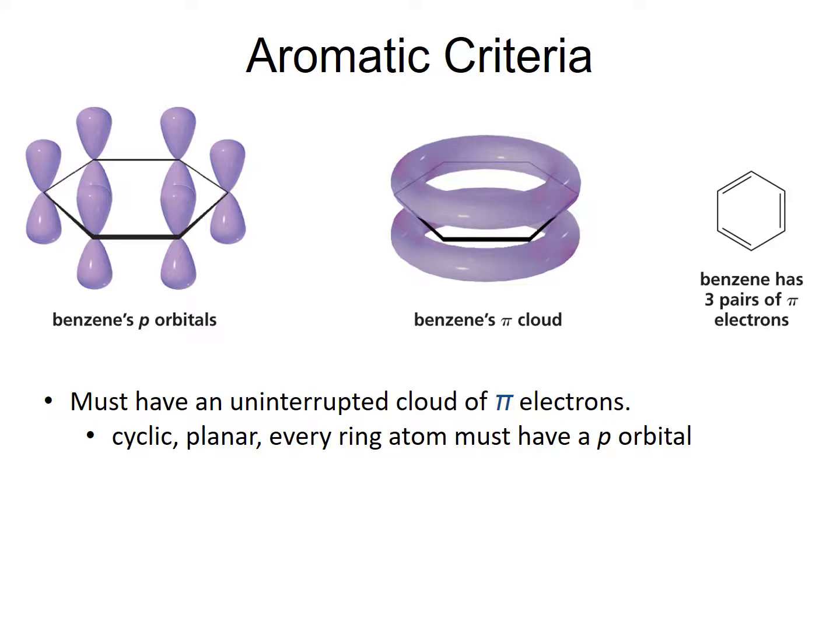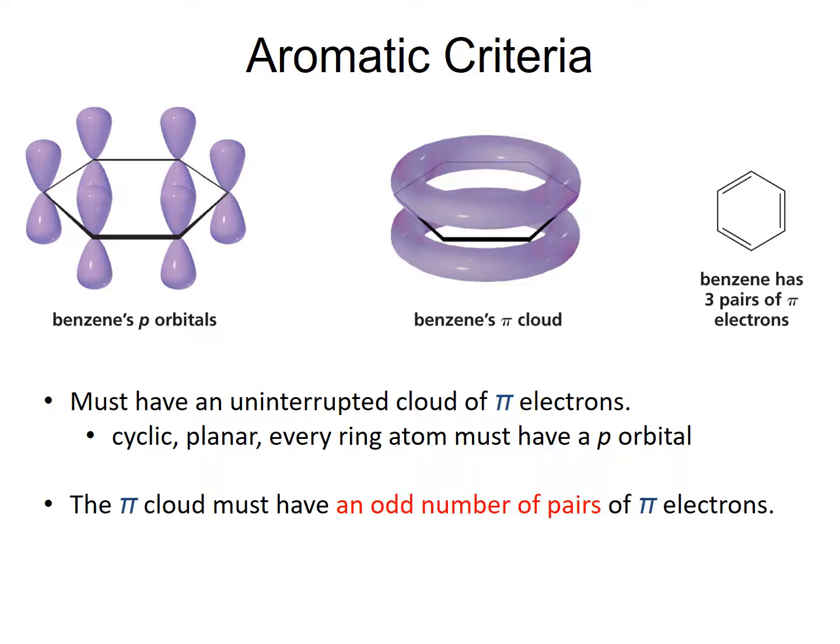In order to be aromatic, we're going to say that it needs to be an uninterrupted cloud of pi electrons, meaning we need it to be cyclic, planar, and every ring atom must have a p orbital. The pi cloud must have an odd number of pairs of pi electrons. Another way to explain that is that the total number of electrons needs to be 4n plus 2, with n being any whole number integer. So you can use either one of those bottom 2 rules to figure out how many electrons are in your system. Let's look at some examples that are not aromatic.